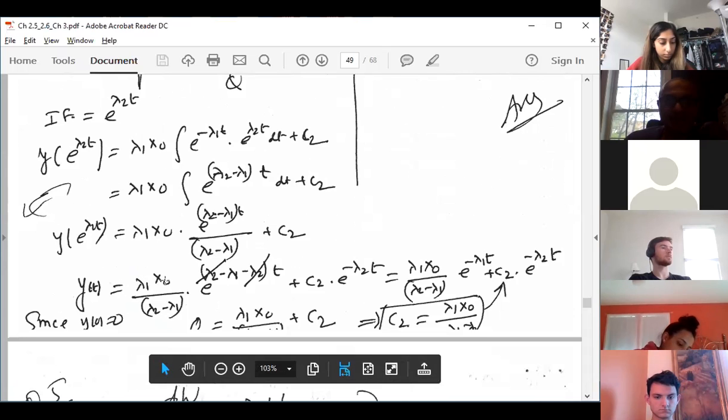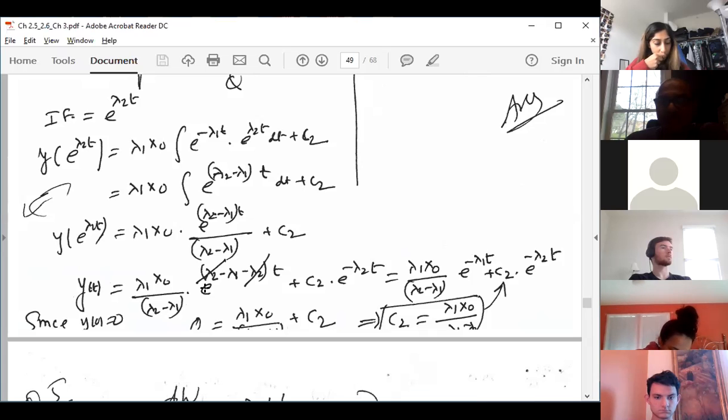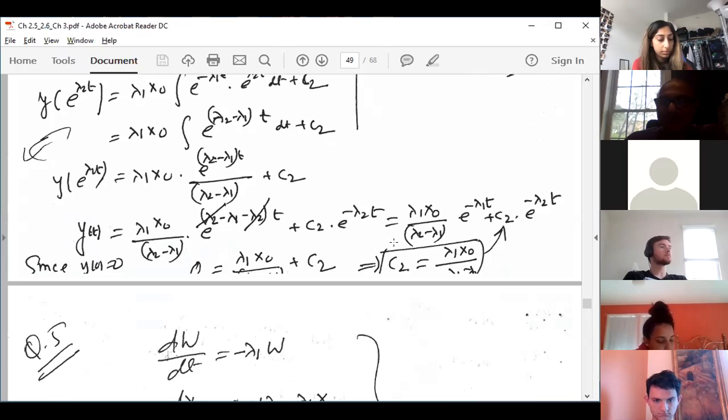Yt equal to lambda 1 x0 over lambda 2 minus lambda 1 and this one. Right, guys? If you divide by lambda 2t, you divide by this one. So lambda 2t, here it is lambda e to the power negative lambda 2t. So lambda 2t and negative lambda 2t will get cancelled out. Only negative lambda 1t is left out here, and c2 multiplied by e to the power negative lambda 2t.